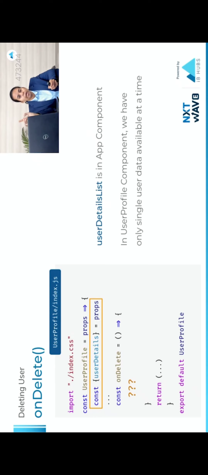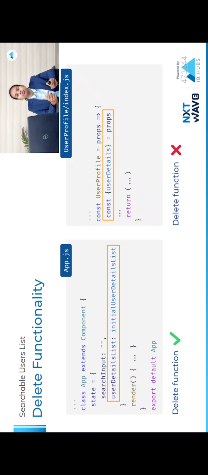Okay, whereas when we are clicking on the delete icon, we have to update the user details list, which is present in the app component. So the user details list is present in the app component, and we want to update it there. So the delete function has to be written in the app.js file. Okay, whereas the event handler is present in the index.js file, in the user profile component, right? So now, how do we do this?